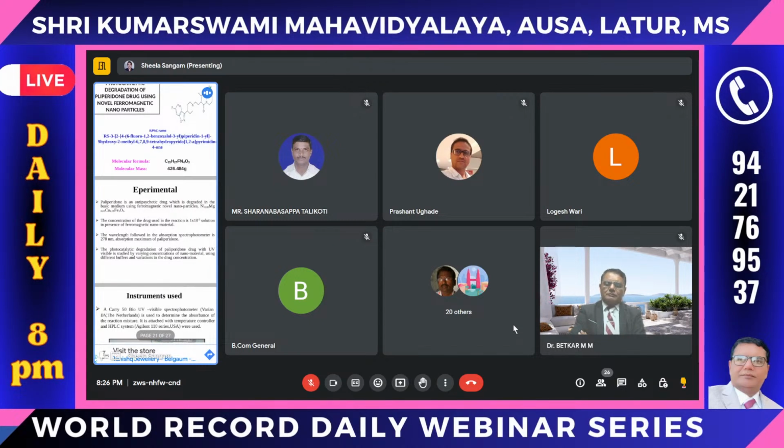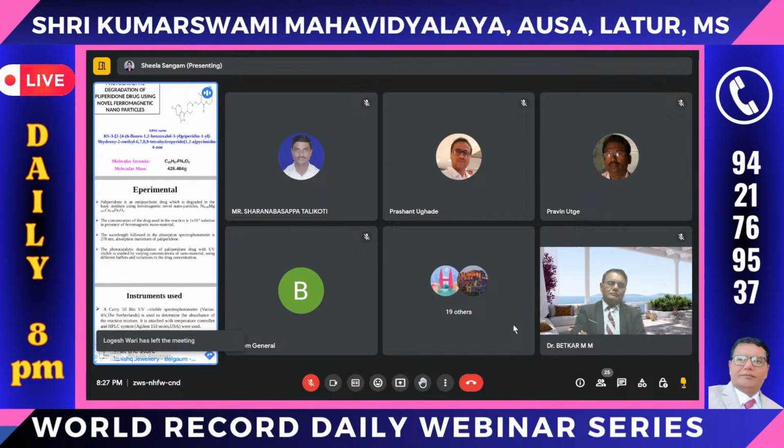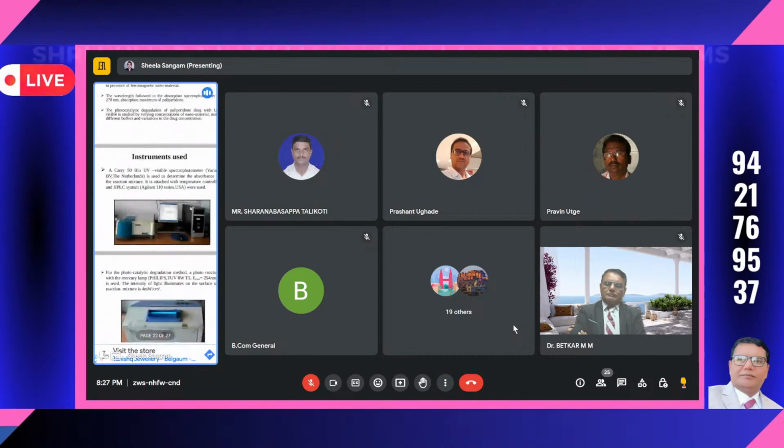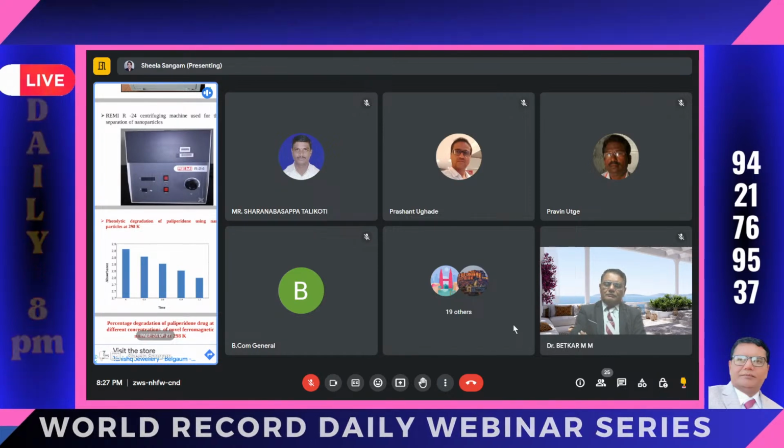At first we mix these nanoparticles with our reactant, the polyperdon solution, and keep it in the UV cabinet. We adjust the spectrophotometer to 278 nanometer, which is the maximum absorption of polyperdon. After keeping it for different time intervals, for example 10 minutes, 15 minutes, 20 minutes, 45 minutes, 1 hour, 2 hours, we check how the degradation takes place.